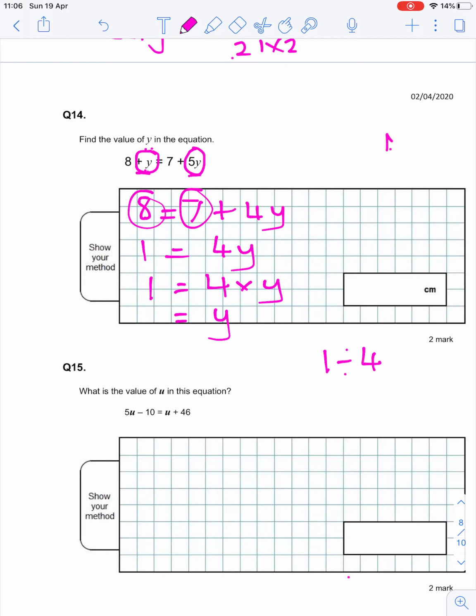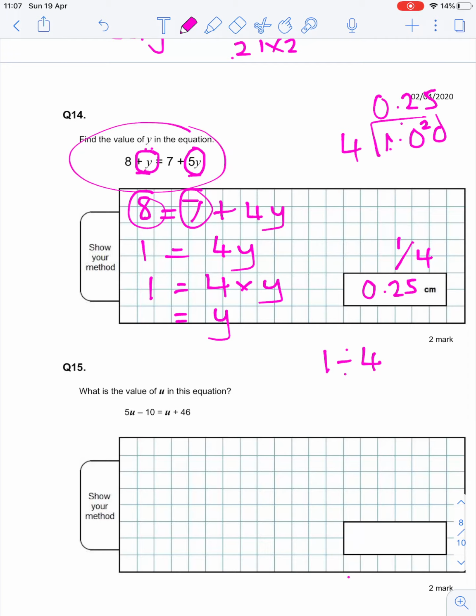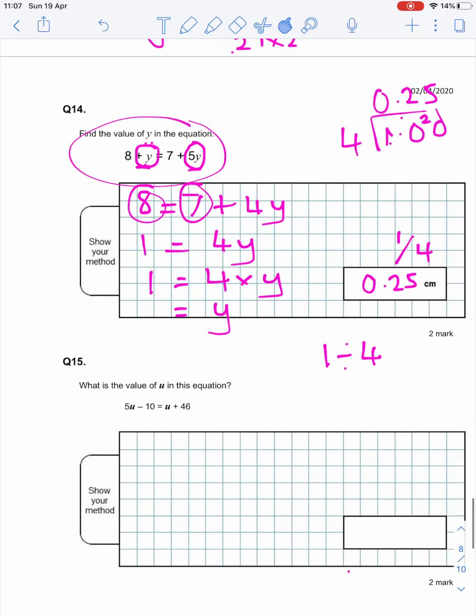So you can do it in your calculator, 0.25, or you do get the mark if you put a quarter, either of those. Okay, so when you get one like this, you want all your y's on one side and you want just your y's. Okay, so this one's a little bit similar, the next one, number 15.